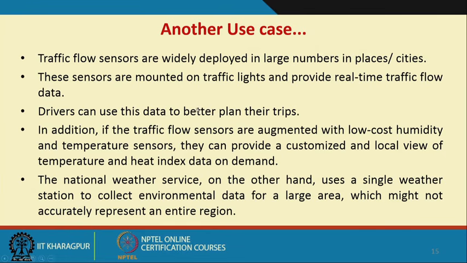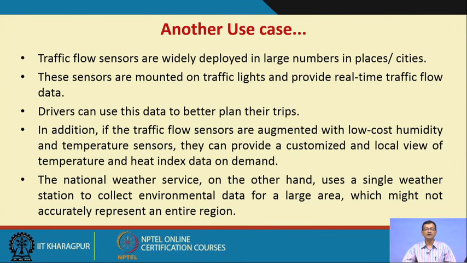There are different other use cases. One is traffic flow sensors that are deployed in large numbers in places like large cities, right. These sensors are mounted on traffic lights and signaling systems and provide real time traffic flow data. A driver can use this data for his route planning, right.